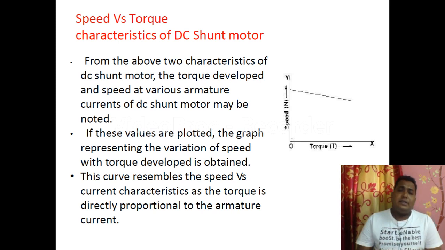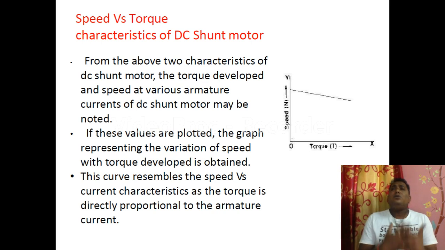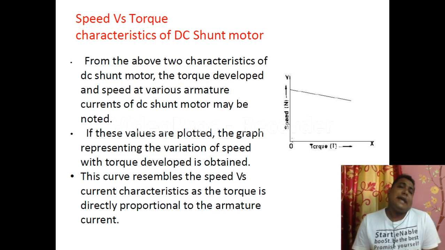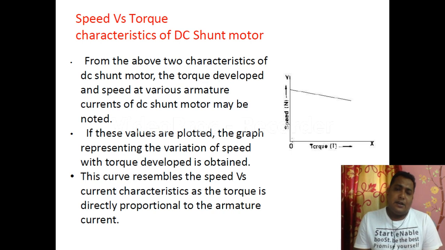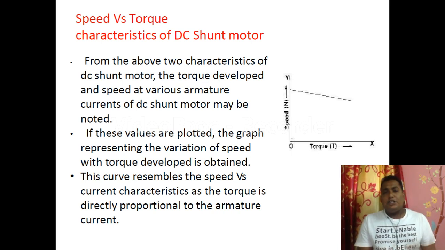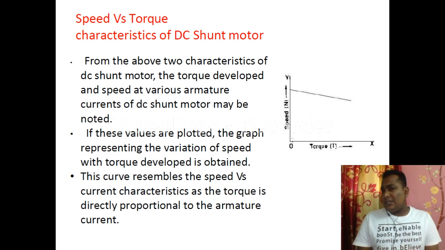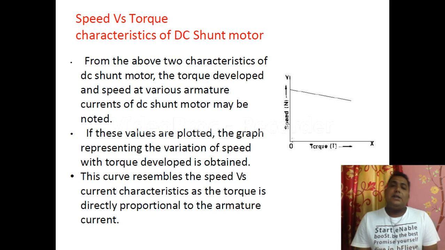Okay, this is the next characteristic. Here we can see the speed versus torque characteristics. There is no direct relation between speed and torque. There is an equation where torque and armature current have a relation, and an equation where speed and armature current have a direct relation, but there is no such equation giving the relation between speed and torque.